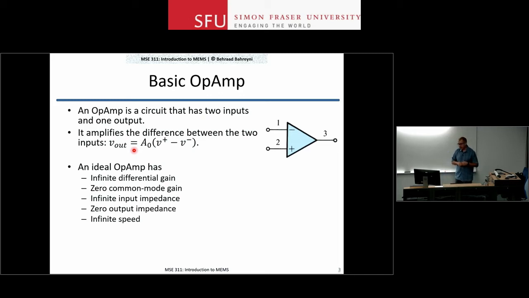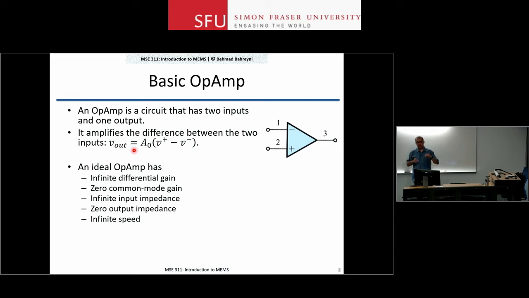So you have already noticed that, obviously, by saying ideal, you mean that it doesn't exist. But typical op-amps that you can buy off the shelf are actually getting very, very close to these ideal limits or ideal characteristics, with the exception of infinite speed.